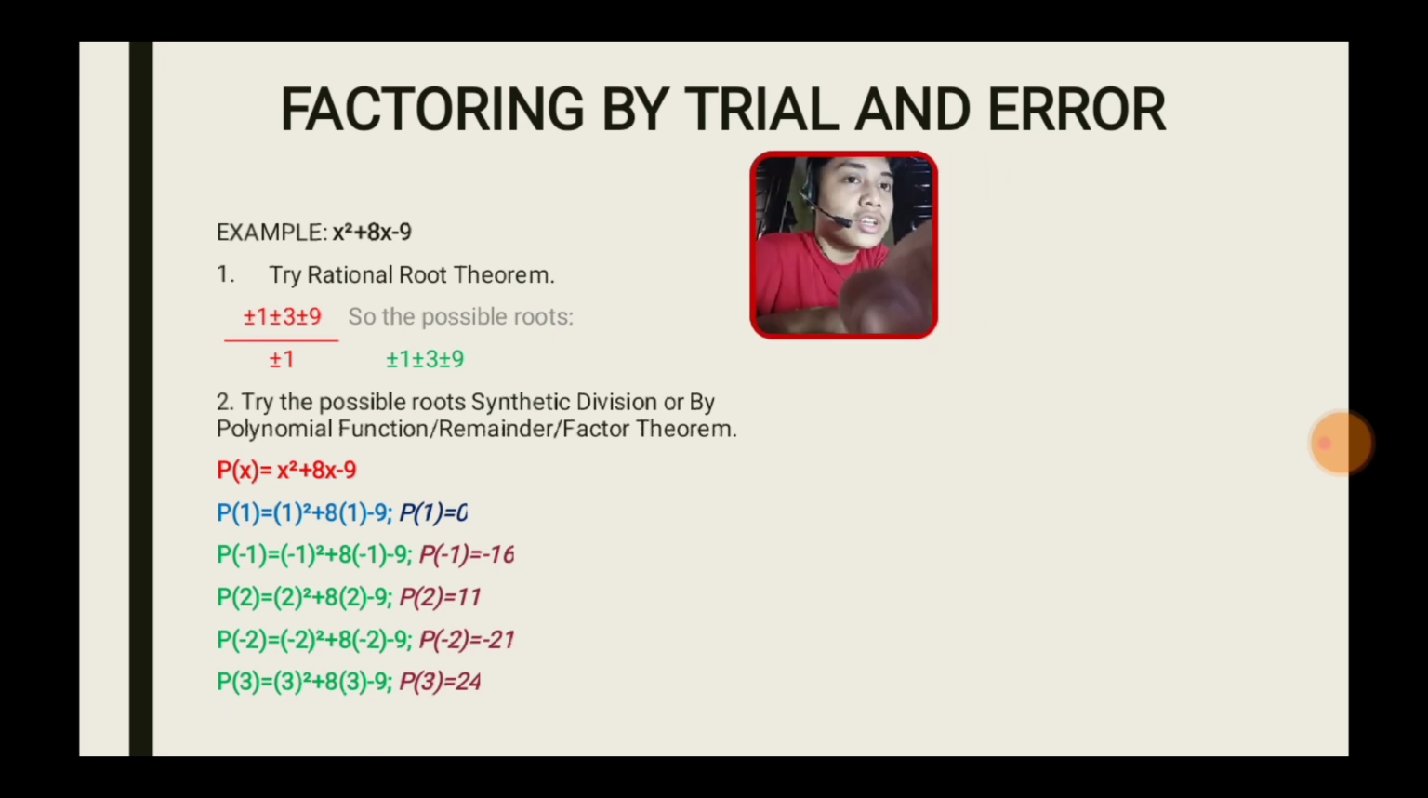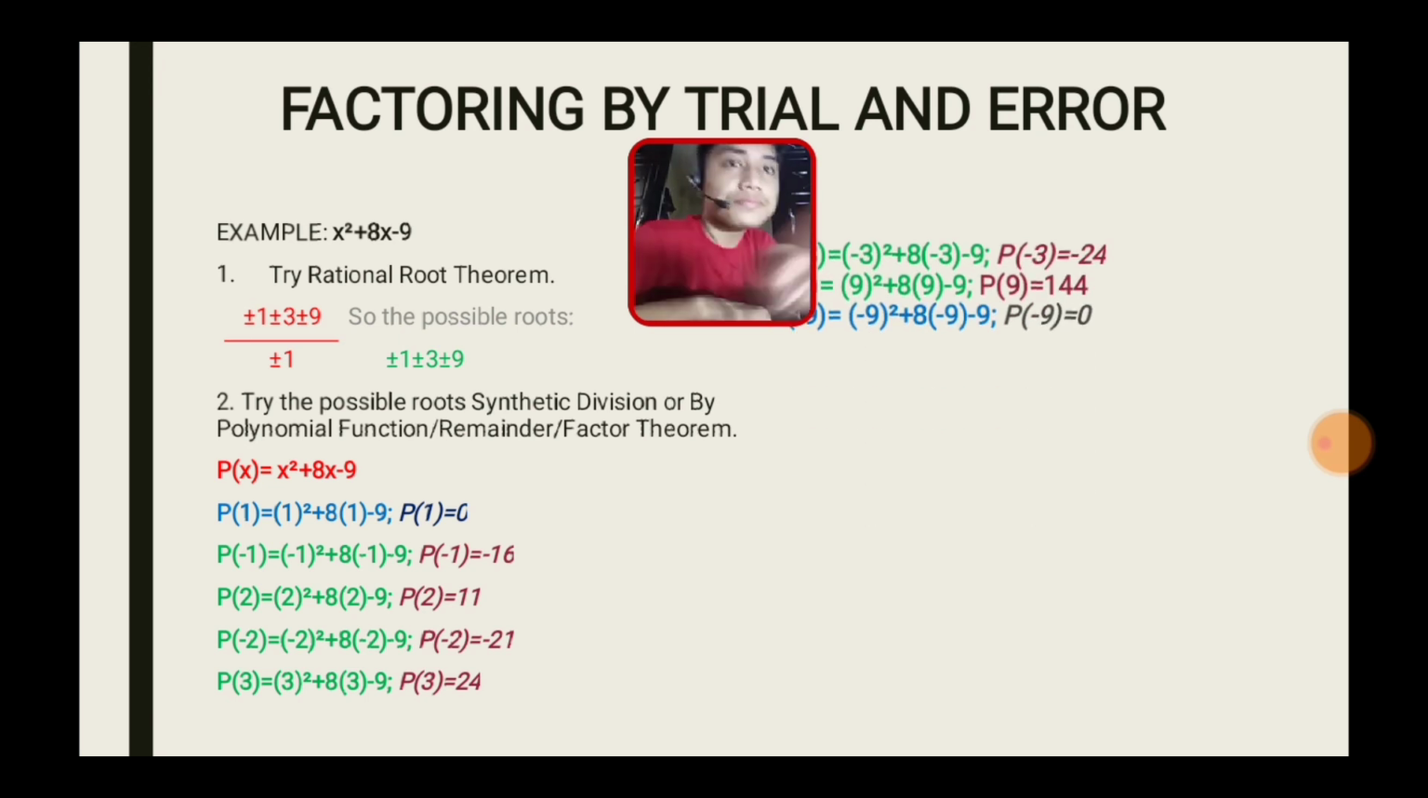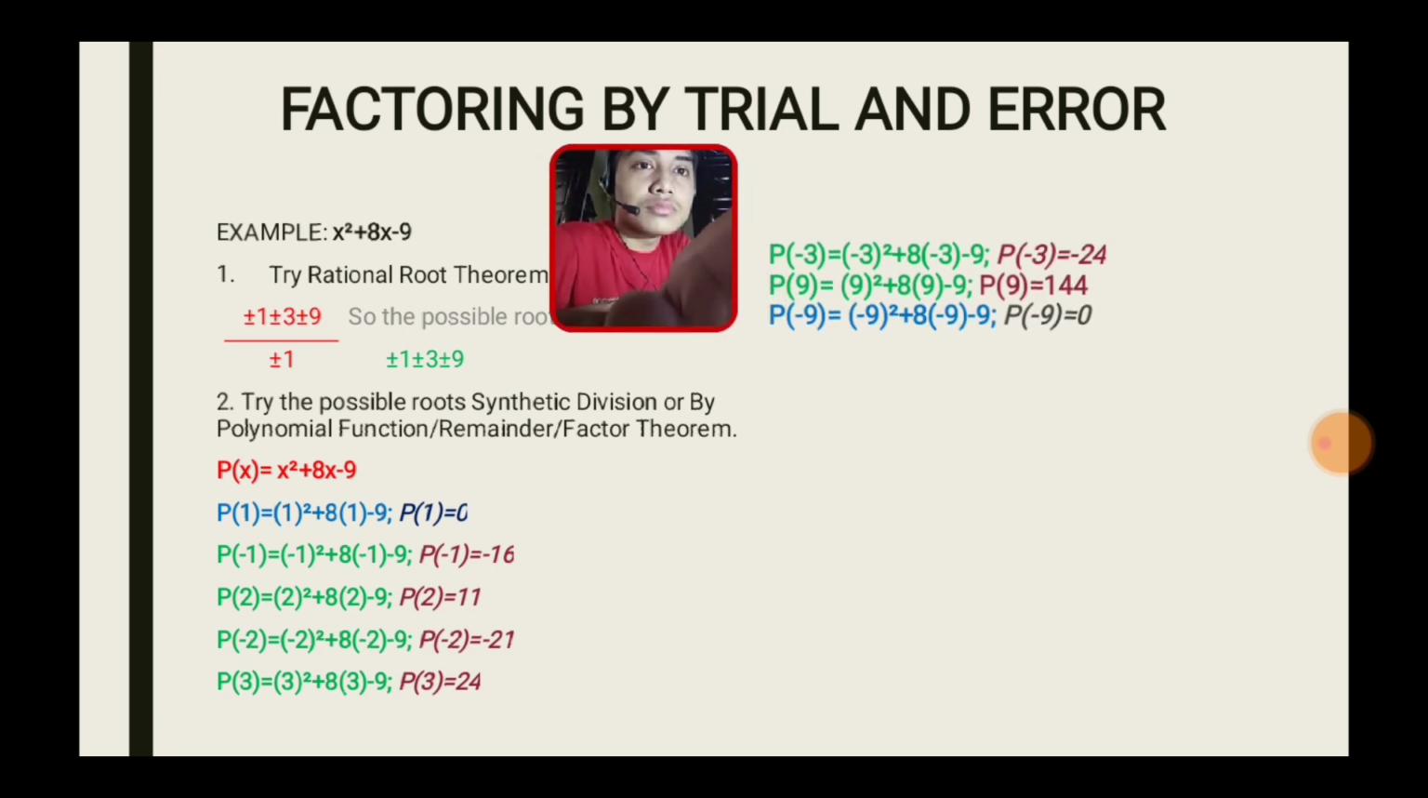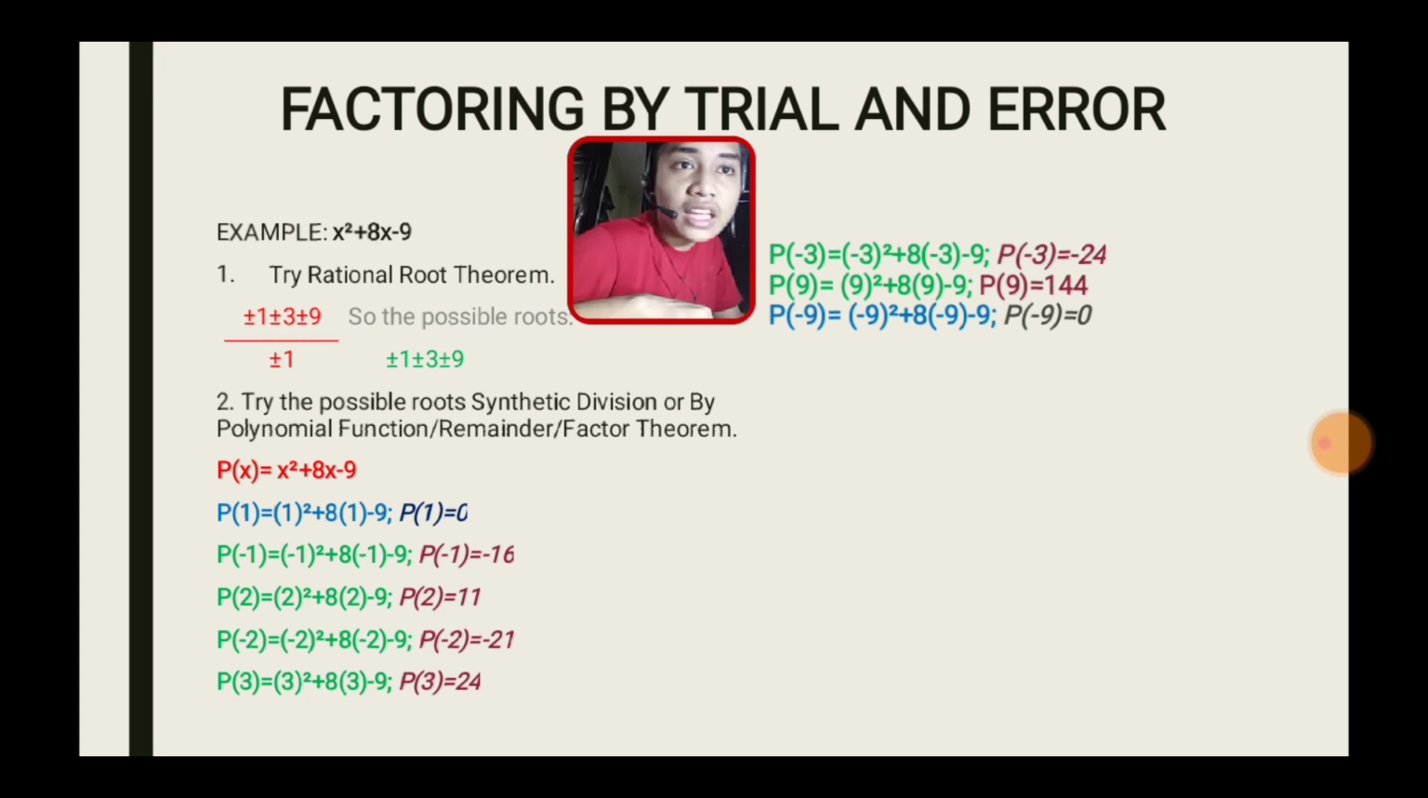Sumunod, meron tayong negative 3. Hindi rin siya dahil negative 24. Another, sa 9 naman. Hindi rin siya kasi 144. Pero ito na, yung negative 9. So, negative 9 is equal to 0. So, the roots of our given x squared plus 8x minus 9 are 1 and negative 9. So, this is already a root.